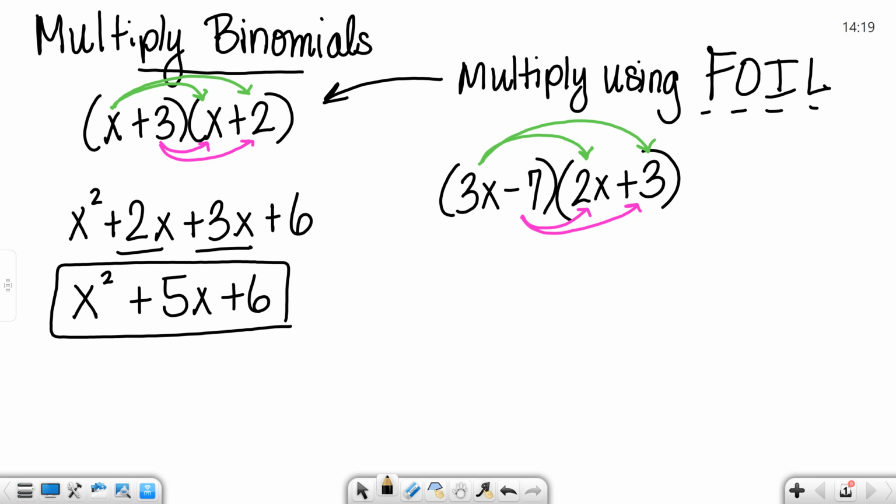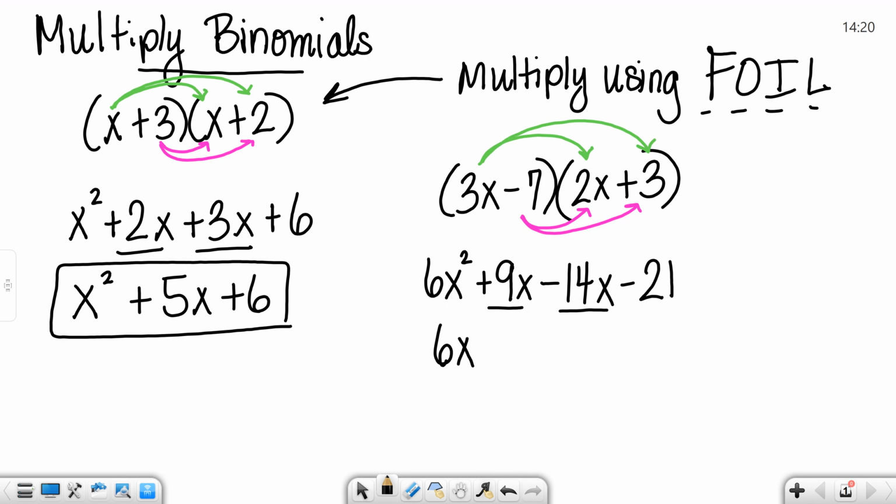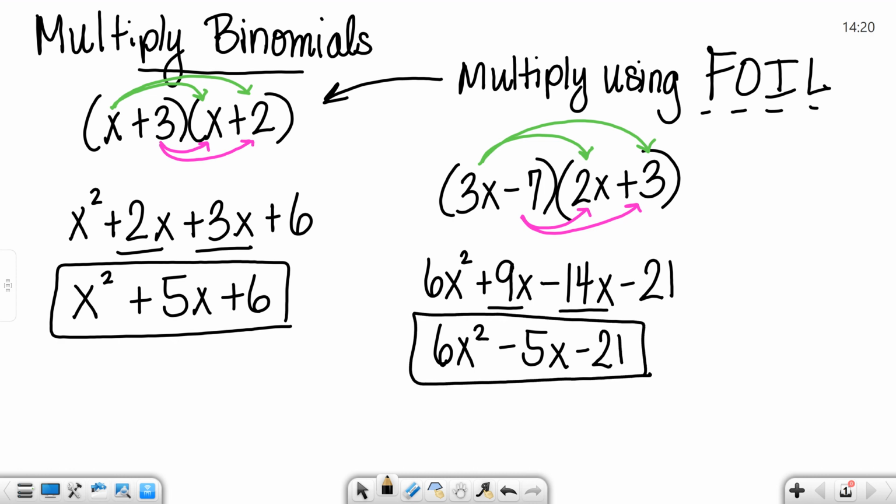So let's do all that multiplication. 3x times 2x gives me 6x squared. Add the exponents. 3x times 3 gives me plus 9x. Now we're multiplying negative 7 times 2x, which gives me negative 14x. And negative 7 times 3 is negative 21. We have these like terms in the middle. So I have 6x squared minus 5x minus 21. We got minus 5x in the middle because positive 9 minus 14 is negative 5.